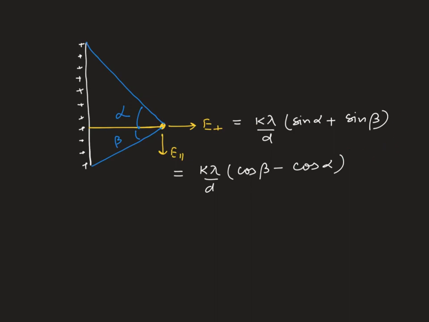Now this thing has many implications, and we are going to cover some of them, and some of them will be discussed in examples. So one of the most important implications is, what if the line charge is infinite? What if the line charge is infinite?